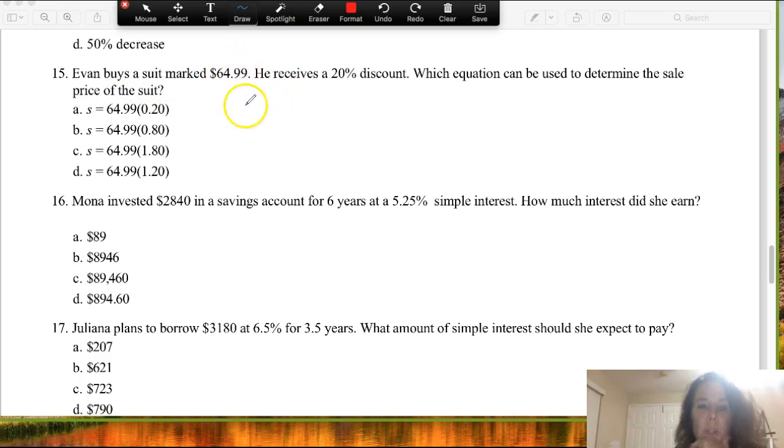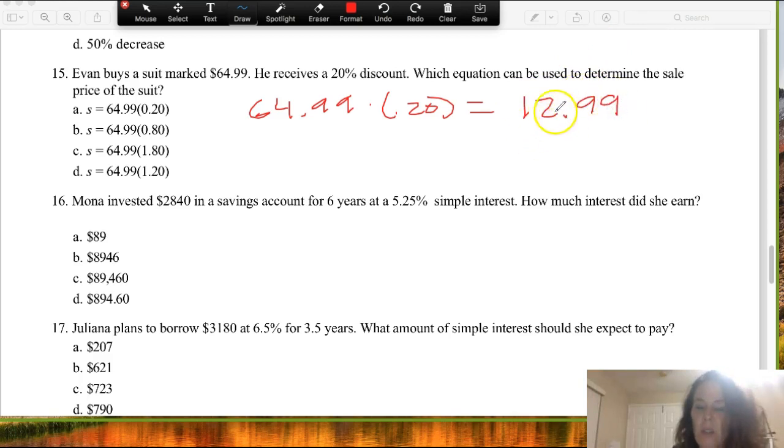Well, you could do this 2 ways. You could go $64.99 and multiply it by, move this to a decimal, 0.20, and get your amount. And let's just do that just so you can see. That's not going to be one of the solutions though. If you pick A, you would have this wrong because that's not the sale price. That's the discount amount, $64.99 times 0.20.